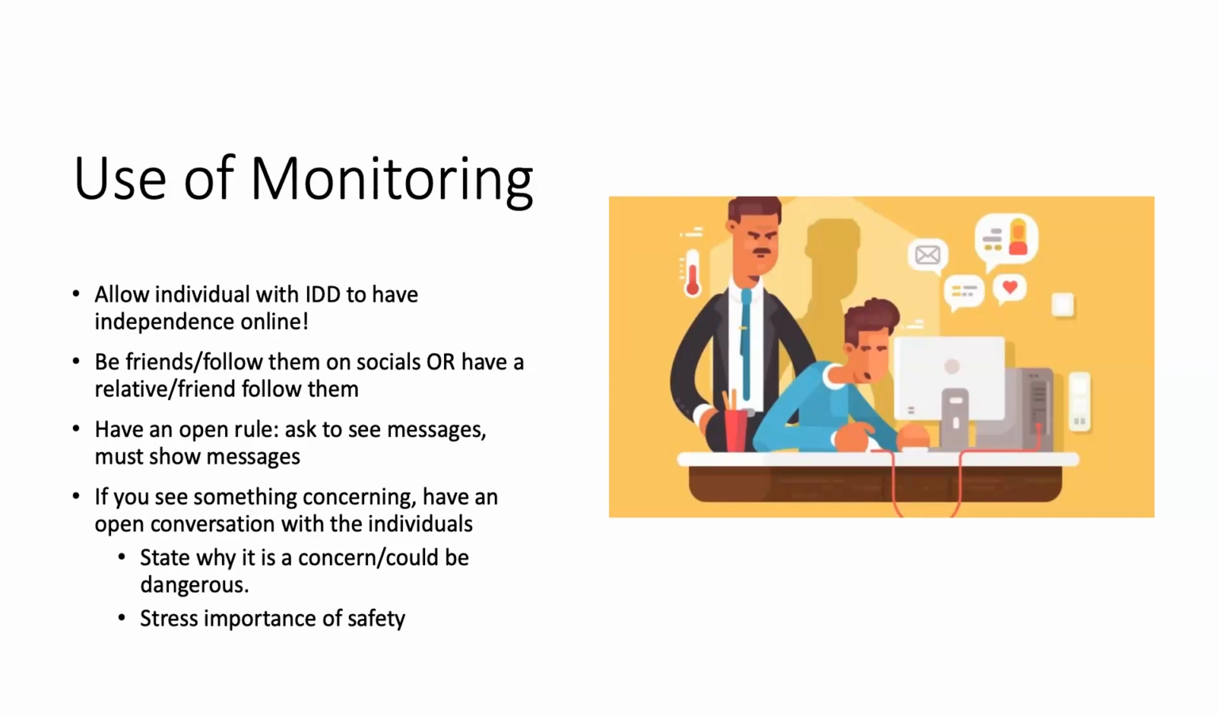So monitoring can be a very, very sensitive thing because we want to allow for independence. The easiest way to monitor is through those family centers that are on the platforms themselves, because they will watch out for their safety and allow for independence.